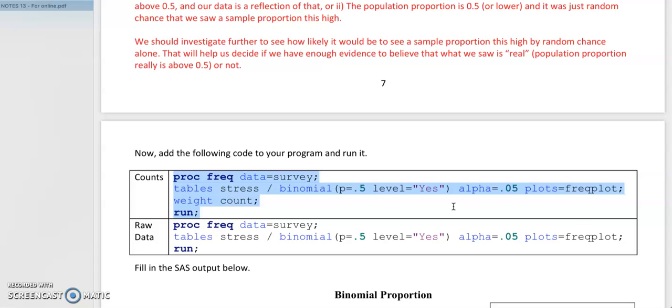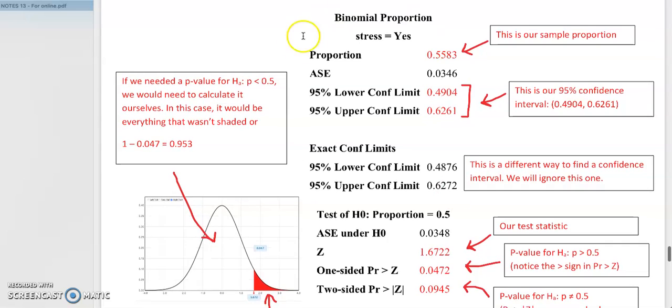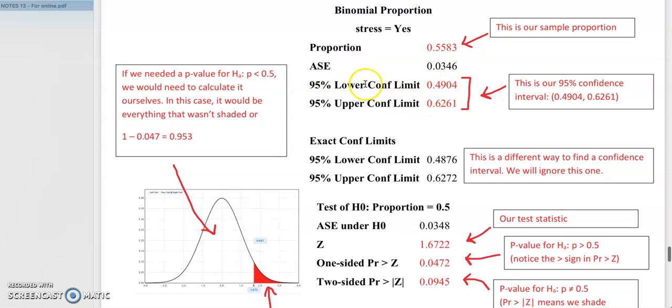All right, so let me first show you what the different output means. The first line you'll see just says proportion, and you hopefully notice that this is our sample proportion. We'll ignore this next part here and instead focus on where it says 95% lower conf limit, 95% upper conf limit. That's going to be our 95% confidence interval.